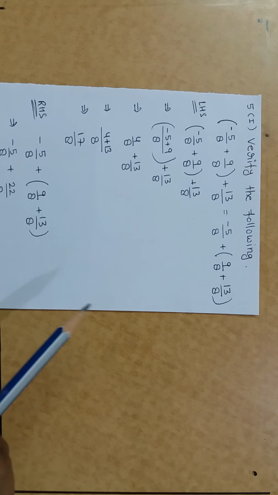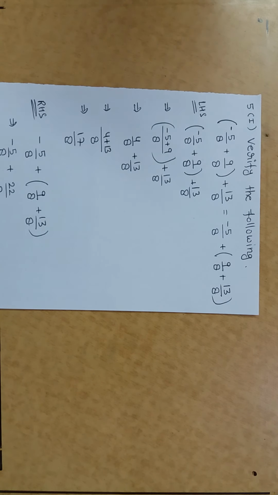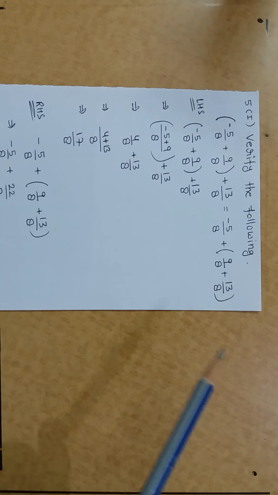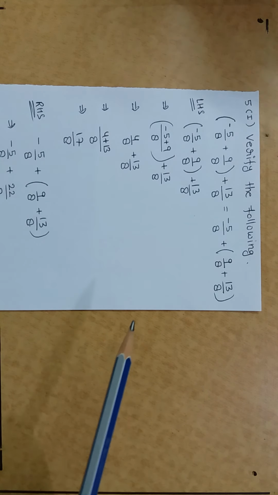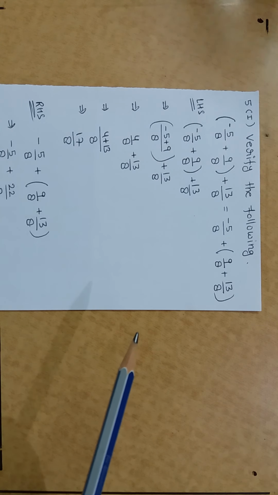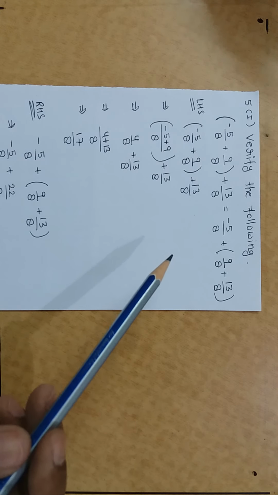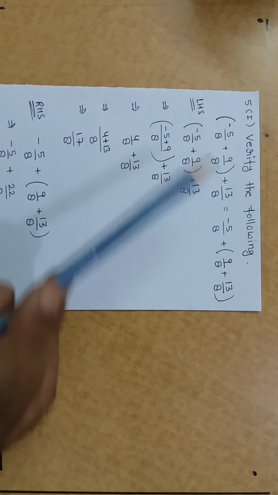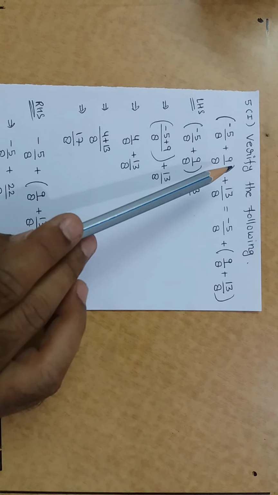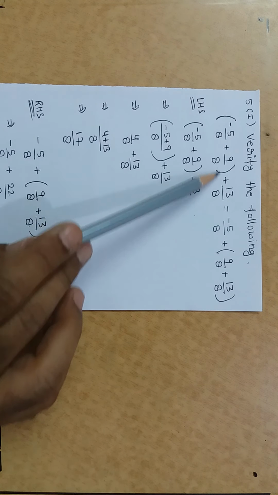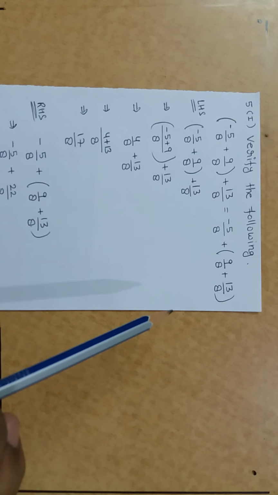Now we will start the next exercise, 1b. Exercise 1b, questions number 1, 2, 3, 4 simply. Here we explain question number 5. On the basis of question number 5, you can solve questions number 4 and 6 also. First, look at question number 5, first part. It is given: verify the following. Verify the following means prove that the left hand side is equal to the right hand side.